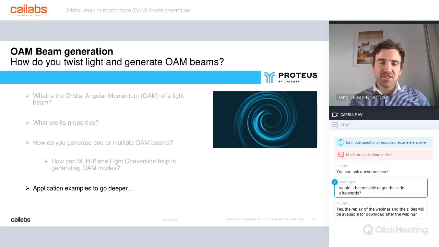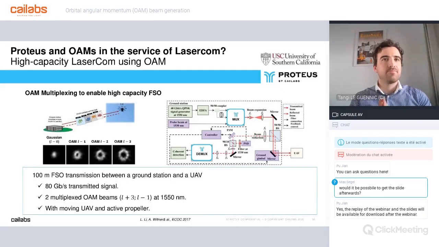Now, I would like to finish the presentation with some real case studies. Our case studies have been carried out uniquely in the context of future telecommunication research. For the first example, I would like to share with you a research experiment realized by the University of Southern California and the team of Alan Willner. Alan Willner and his team are convinced of the superiority of the OAM modes and their better propagation in the atmosphere. They realized a real free space optic laser communication between a ground station and a drone.